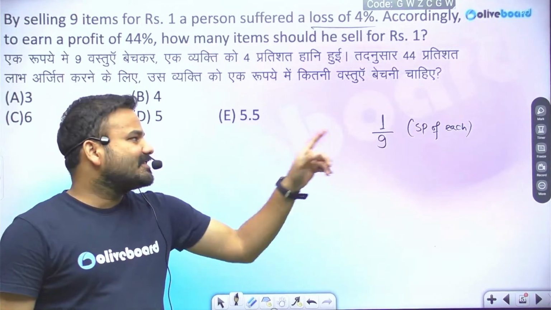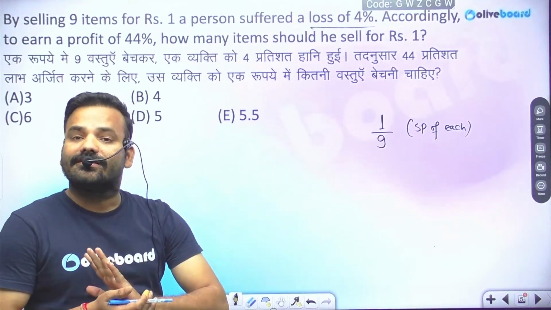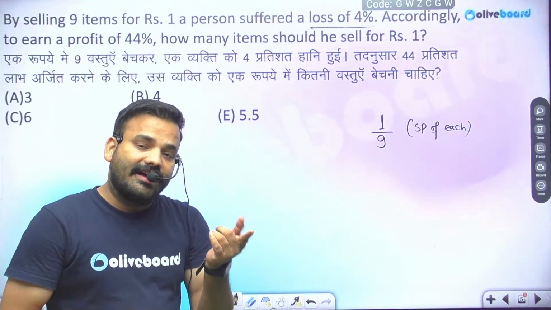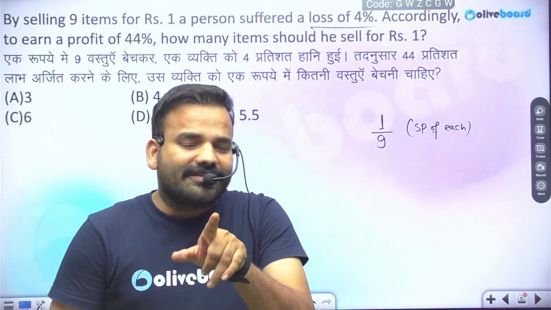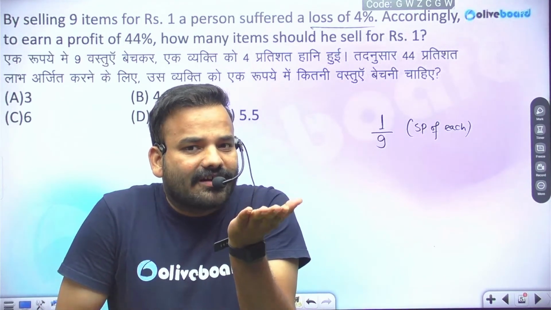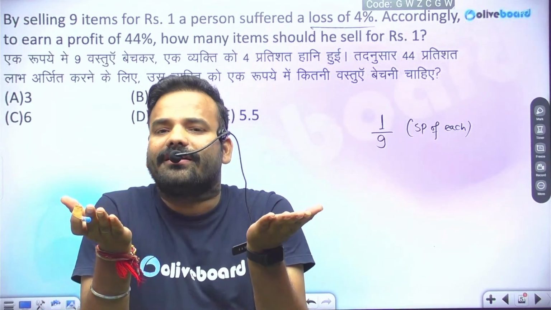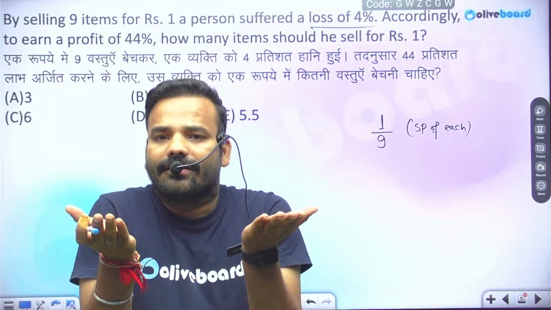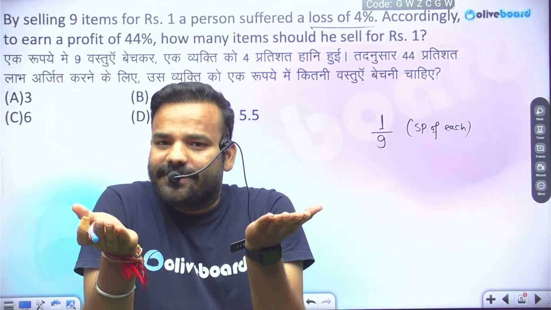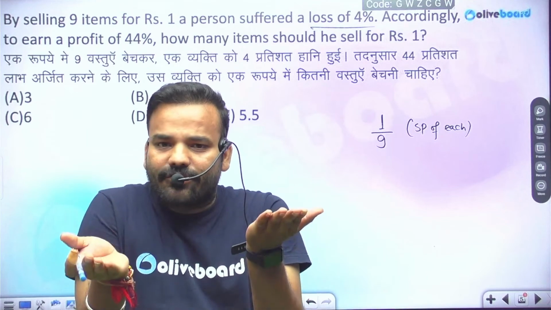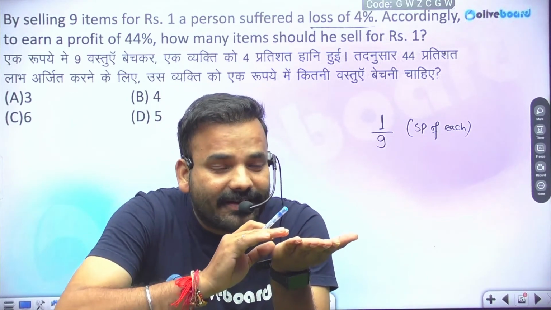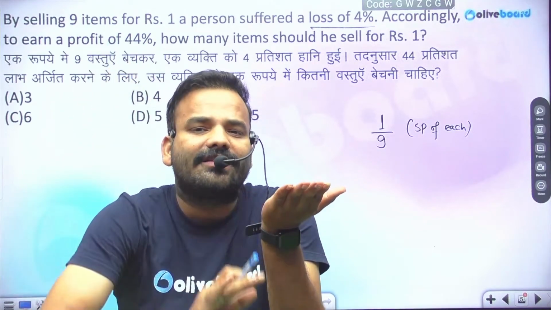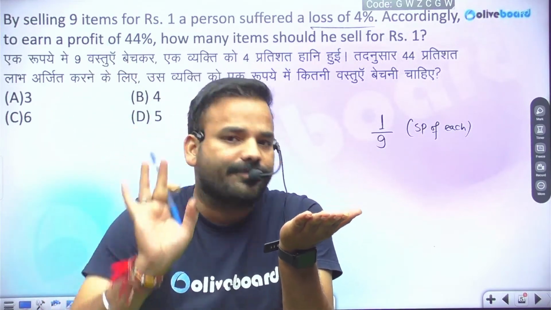Sir, is this cost price or selling price, sir? Sir, I am selling it. And the moment I got that this is selling price, it's known that the cost price is 100% when CP and SP are being compared. When CP and SP are being taken in comparison to each other, CP is always considered as 100%. Now selling price will be either more than 100% or less than 100% depending upon the profit or loss.